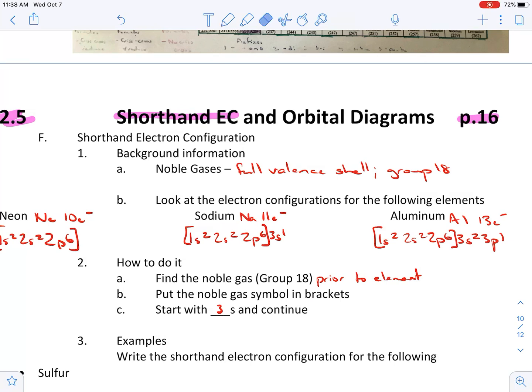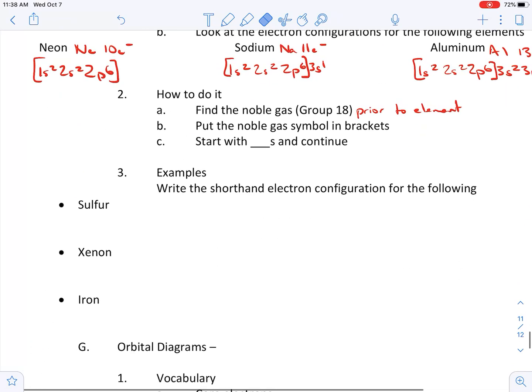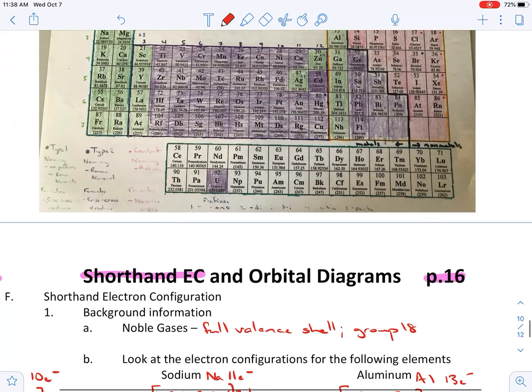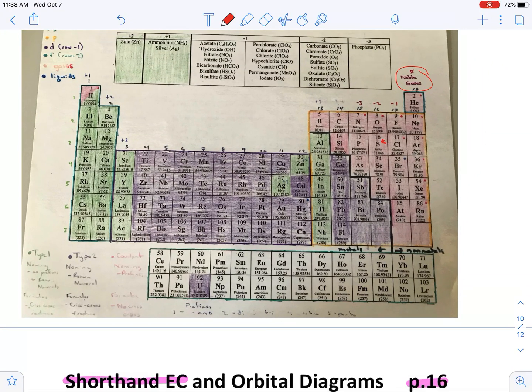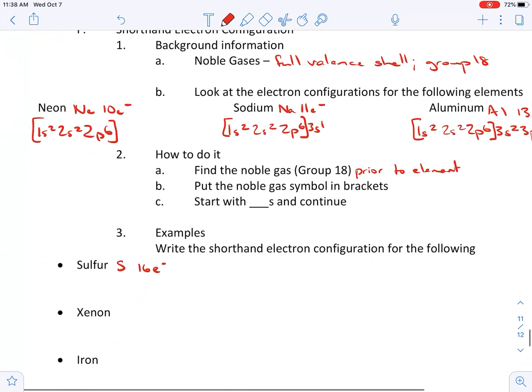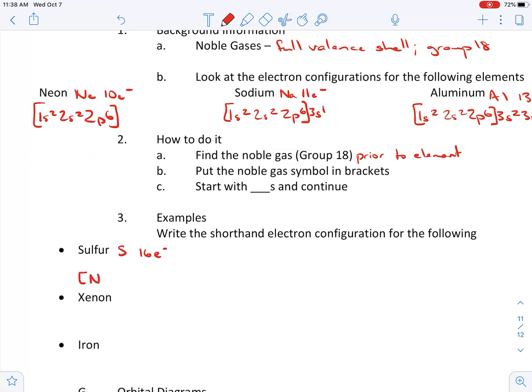I'm going to leave that blank for right now, but we're going to do that for each one. So let's do sulfur, and we're going to scroll back up in just a second. We find sulfur. It's S. We've got sulfur. It's got 16 electrons. So let's go to our periodic table. Here's sulfur. The noble gas prior to it, in the row before it, is neon. So our first step is to put neon in brackets. Everybody with me on that? Awesome.